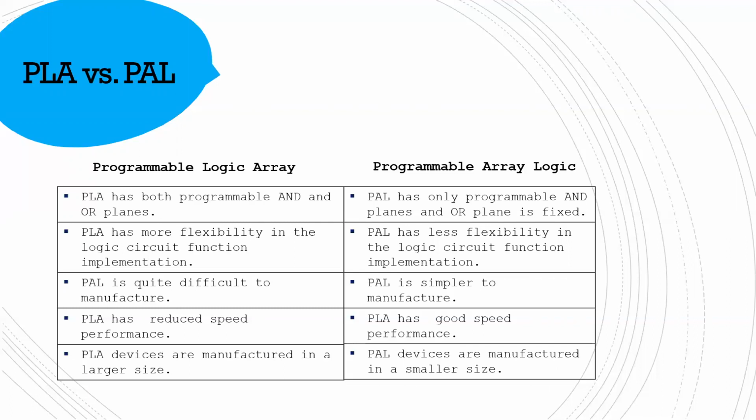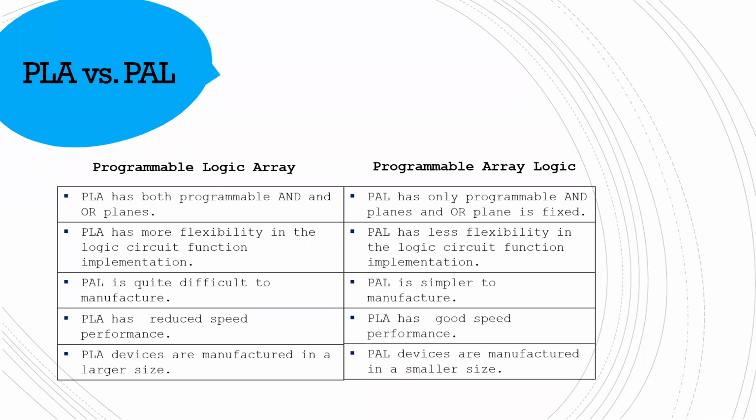There is a mistake here. I have written PAL, so it should be PLA. PLA is quite difficult to manufacture. PAL is simpler to manufacture. Obviously, because more flexibility means you have more sophisticated circuits. You have more fuses, and more fuses means more complexity. That means PLA is difficult to manufacture, whereas PAL is simpler to manufacture.